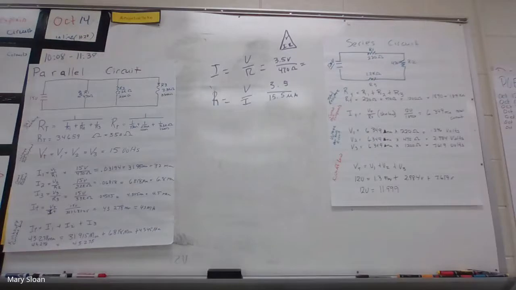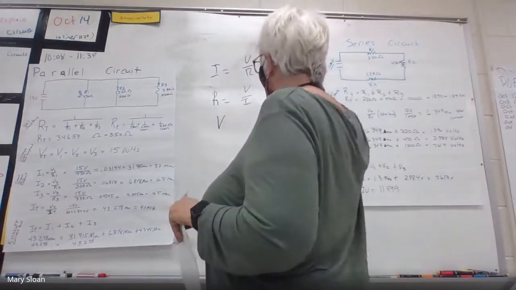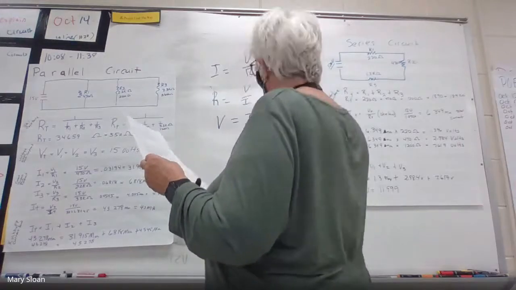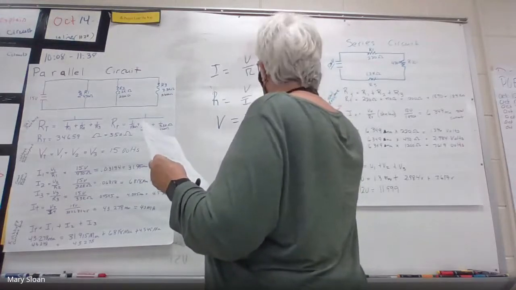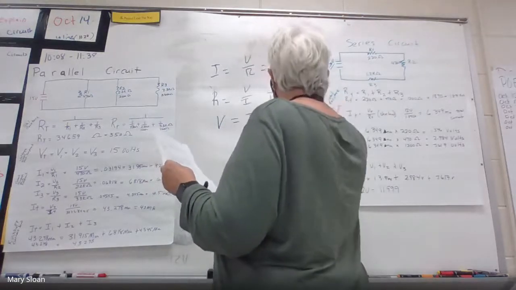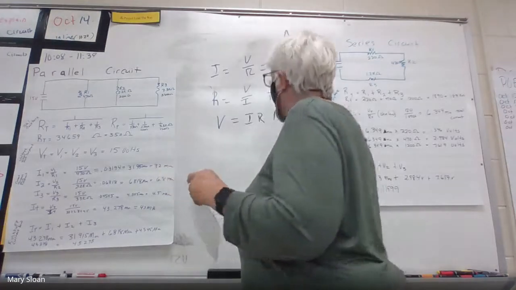And then for the third one, we're looking for V this time. If we're looking for V, we're going to take I times R, right? Okay. Our I is 1.4 milliamps, and our resistance is 22K ohms.